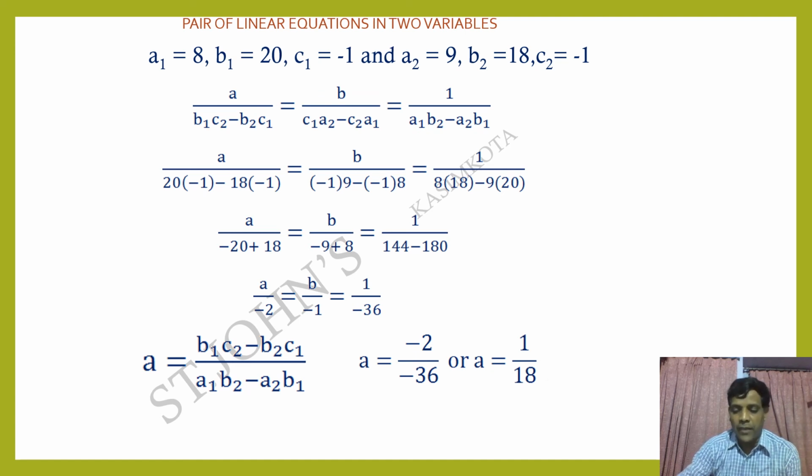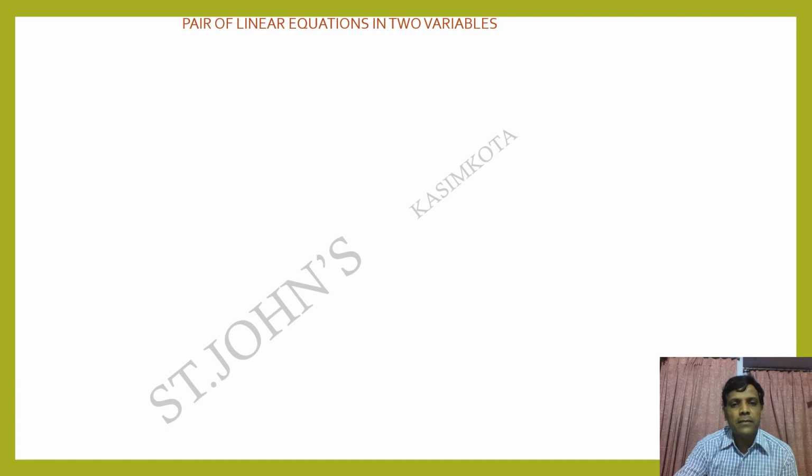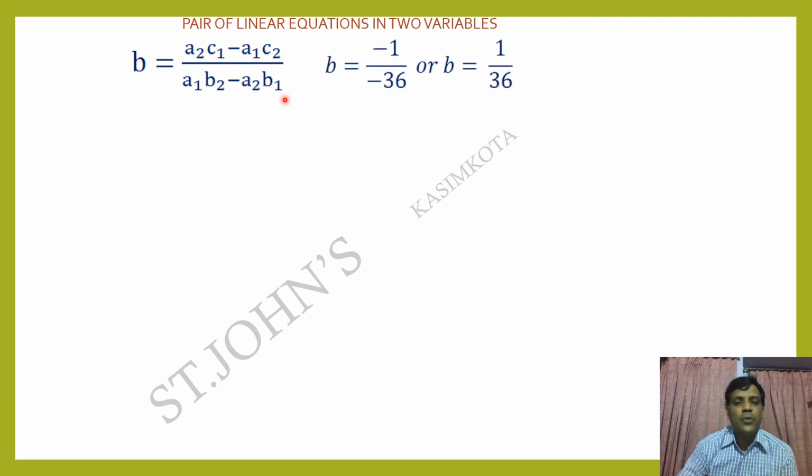Now I have to find the b value. So write down the equation. b equals a2 c1 minus a1 c2 by a1 b2 minus a2 b1. So what is the value of a2 c1 minus a1 c2? -1. a1 b2 minus a2 b1 is -36. And b equals -1 by -36. Here minus cancels, remaining 1 by 36. So b equals 1 by 36. Okay, already we got the values of a and b.